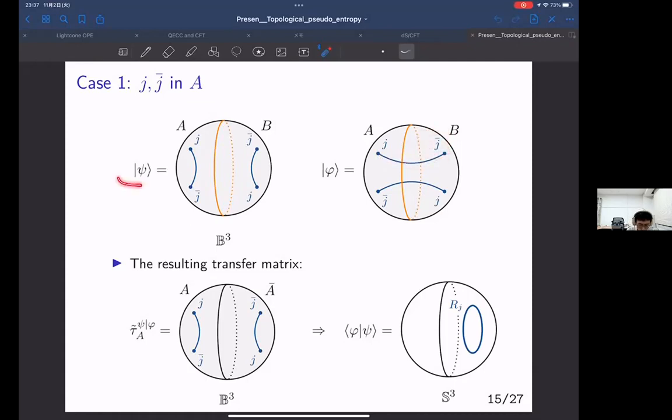Let's take these two states and consider their transfer matrix. First I consider the unnormalized transfer matrix. Basically, to calculate this, you take a partial trace over region B. So you basically glue these two parts together.